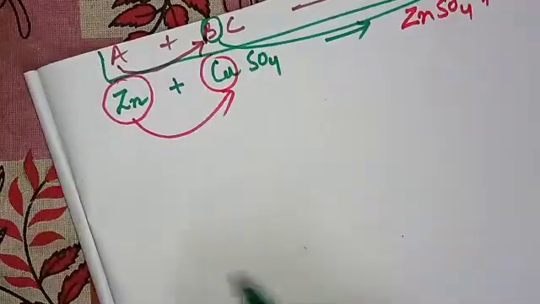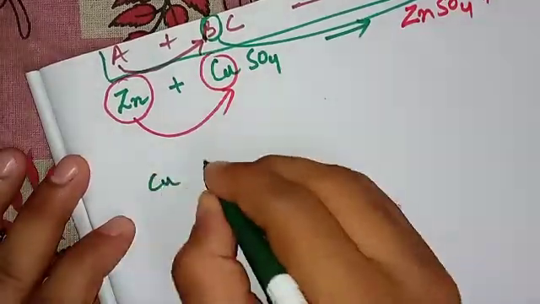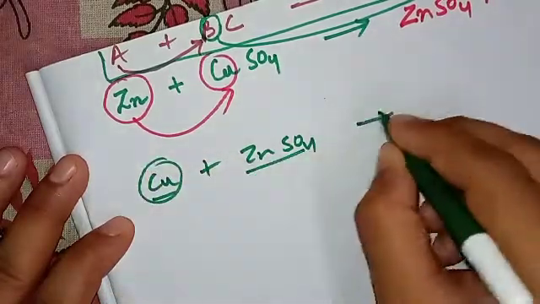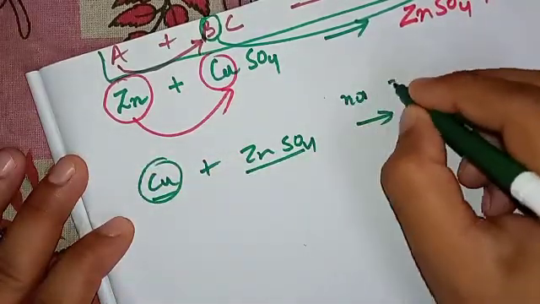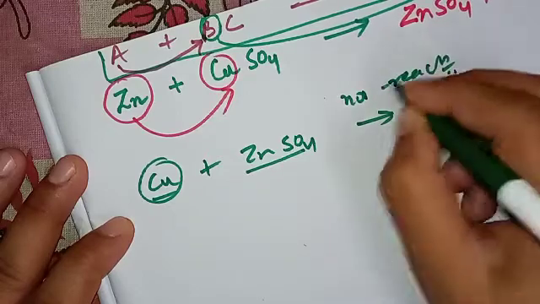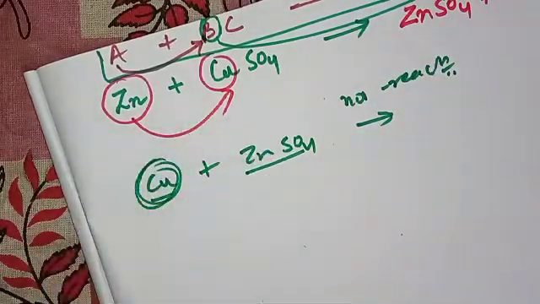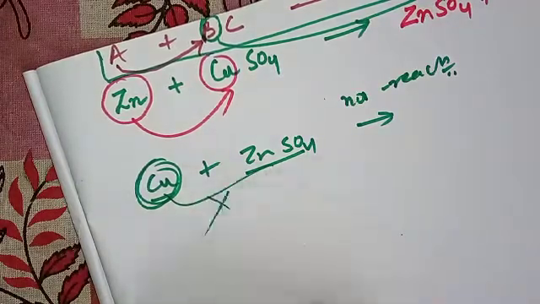But a brainstorming question for you: what will happen if you write copper plus zinc sulfate? That is, you are taking copper and zinc sulfate. No reaction. Yes, very good. No reaction will take place. Why? Because copper is less reactive than zinc, so it is not going to displace zinc anyhow. Okay.